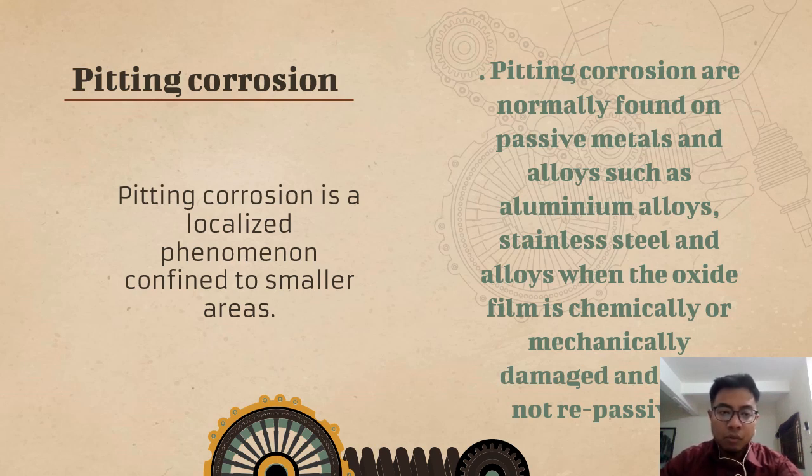Okay, now we are going to pitting corrosion. What is pitting corrosion? Pitting corrosion is a localized phenomenon confined to smaller areas. Pitting corrosion is normally found on passive metals and alloys, such as aluminum alloy and stainless steel, when the oxide film is chemically or mechanically damaged.